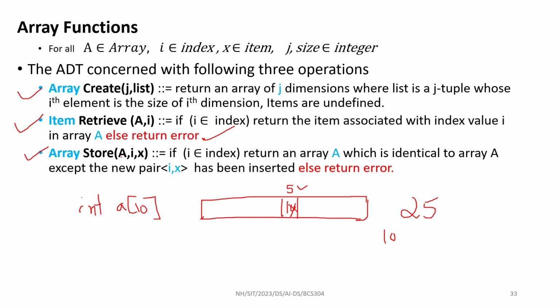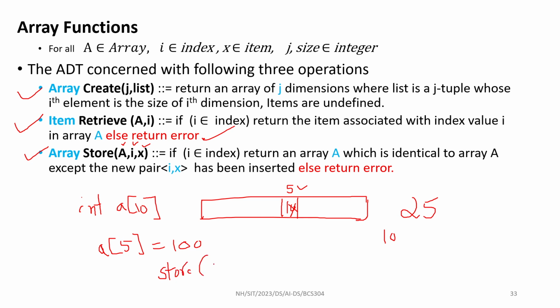So, three parameters are required: in which array you are going to perform the store operation, that is the array name; which place you are going to modify the element, that is I; and what element you are going to store in that place, that is X. Like this, in C it can be written like this: A of 5 is equal to 100. Mathematically, this is written like this. The operation is called store. In C, it is an assignment statement.